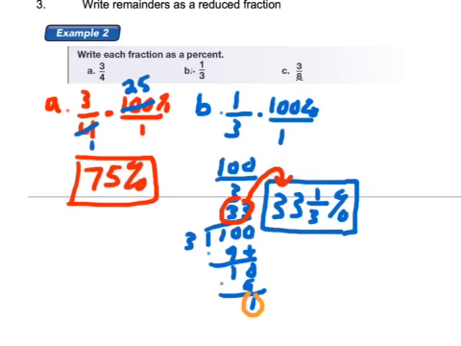1 went right here. And 3 went right here when we divide those. Alright, and let's look at example C.